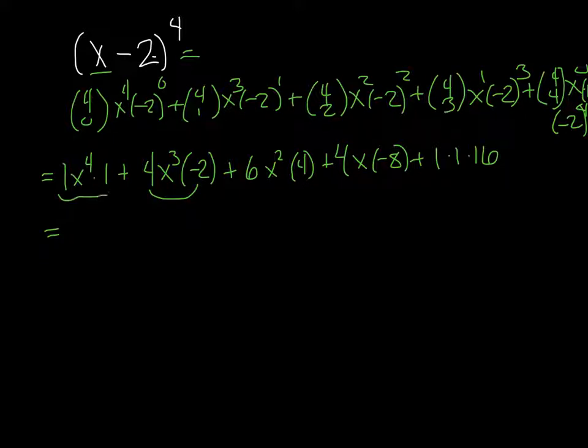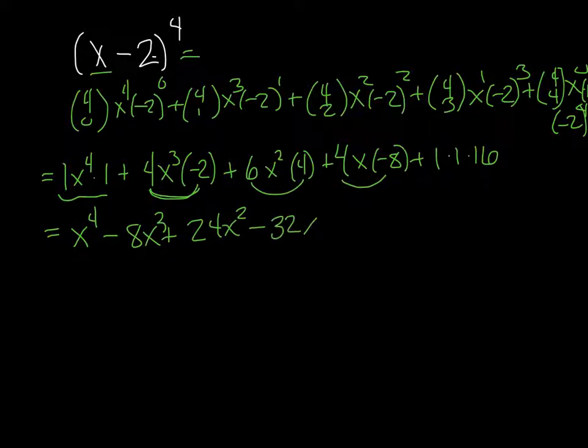So I multiply this out, I get just x to the 4th. Now when I multiply 4 times negative 2, plus 6 times 4 is 24, x squared. I multiply the 4 times the negative 8, I get minus 32x. Multiply all those together, I get plus 16.